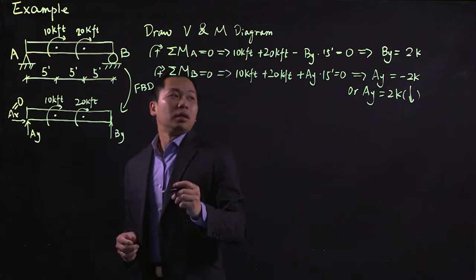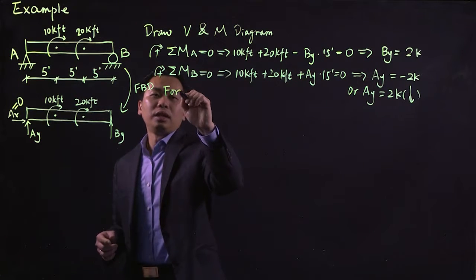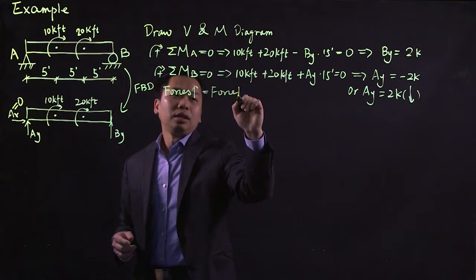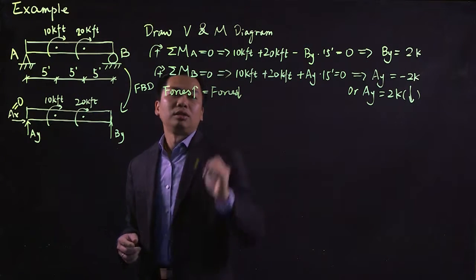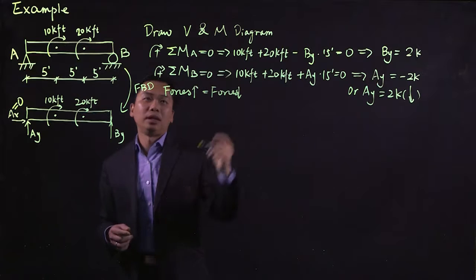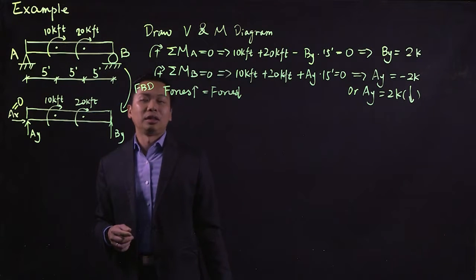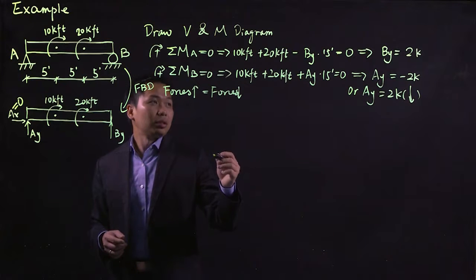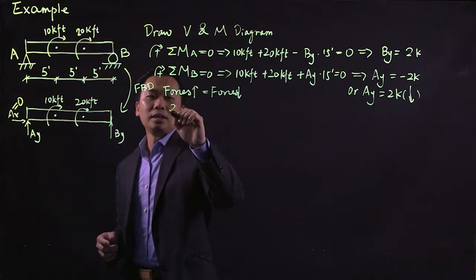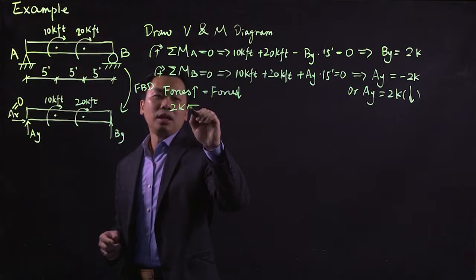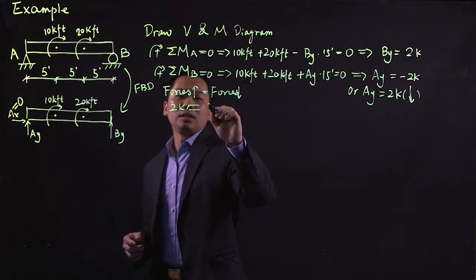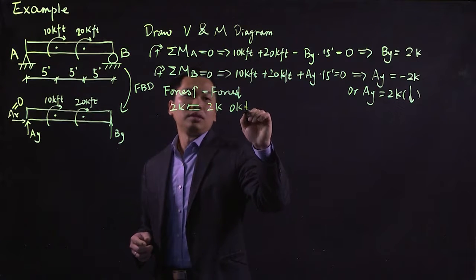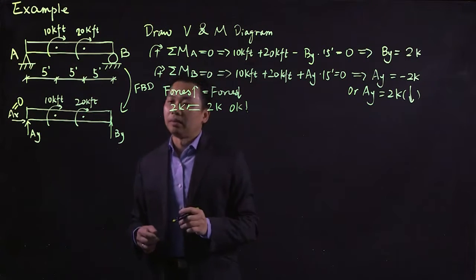And you can check using the force going upward and the force going downward, to see if they are the same. If they're the same, most likely the answer you're getting from above is correct. The force going upward, we have BY equal to 2 kips, and AY is 2 kips going downward. They're the same, then we're okay.